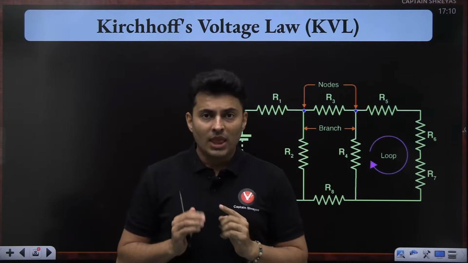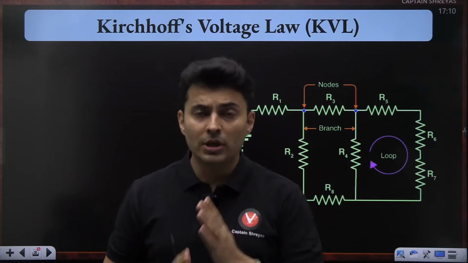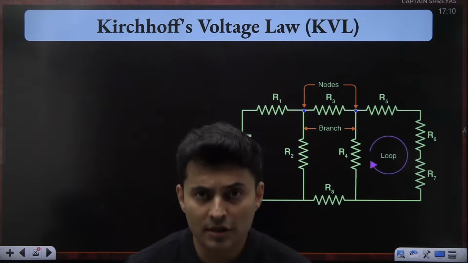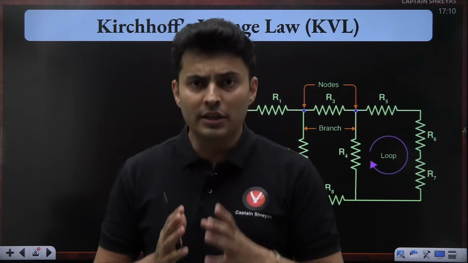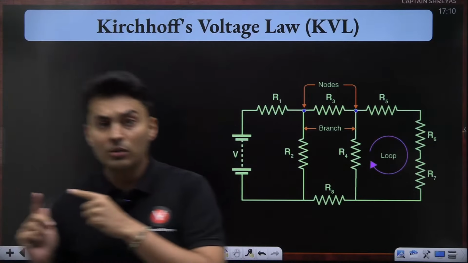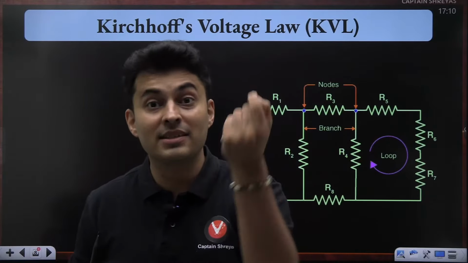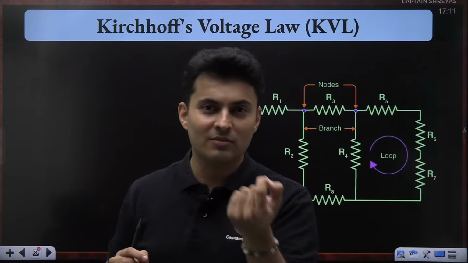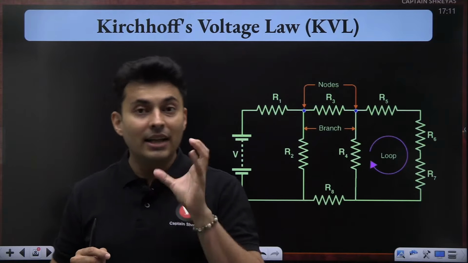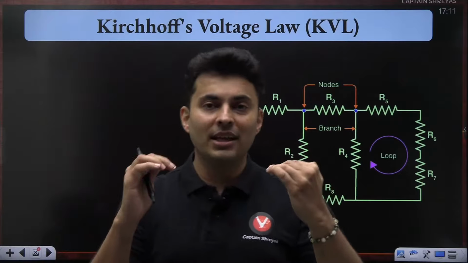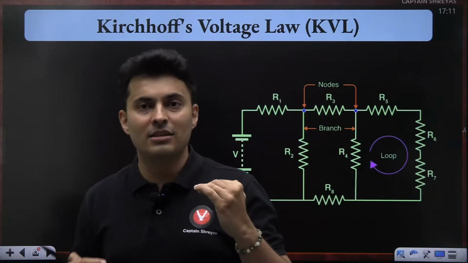So as you travel across a loop, voltage increases, increases, decreases, increases, decreases, increases, stays the same, increases, decreases. But finally, when you come back to the same point, you have come back to the same voltage. So that means the net voltage difference should be zero.